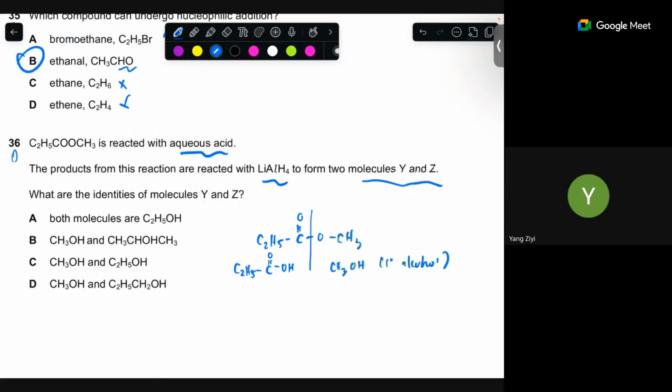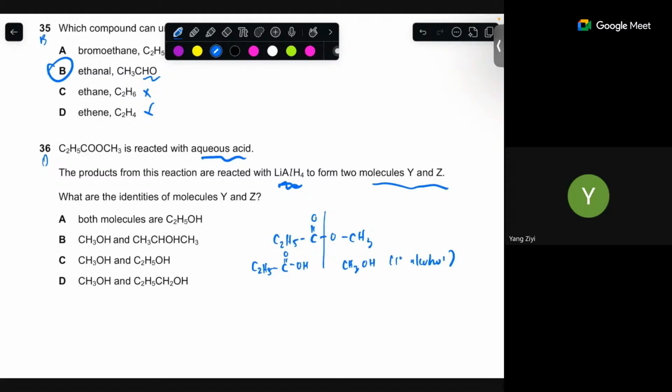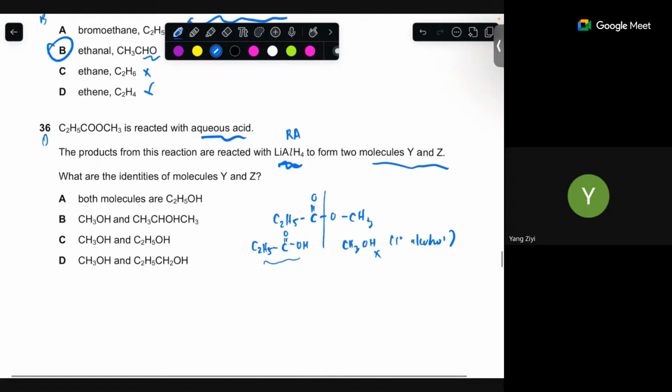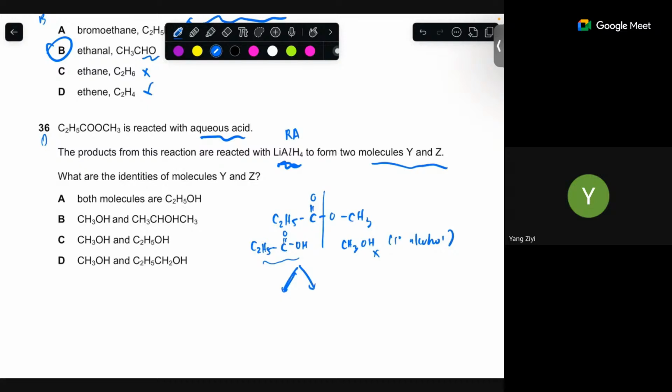Now the reaction is reacted with this. So this one is going to be a reducing agent. You cannot reduce alcohol, but you can reduce this. Reduce carboxylic acid to form two molecules of Y and Z. So carboxylic acid can form aldehyde, it can also form a primary alcohol, because it's a strong reducing agent. First, it can reduce to aldehyde. Then after that, it can reduce to primary alcohol.